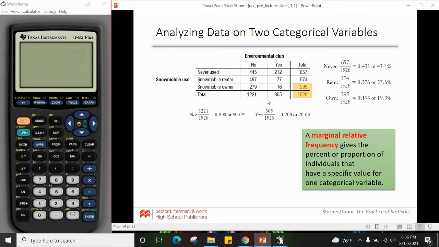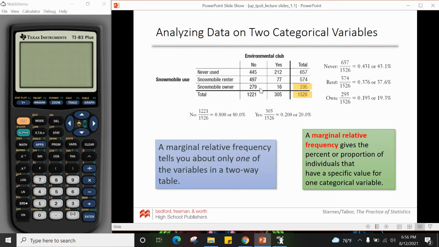If you added these two together, that should make sense, because if you add up the categories in the margin, that becomes the total. Those two together would be every single person. Every single person either has to not be in an environmental club or be in it. And every individual either has to never use a snowmobile, rent one, or own one. Those are your only options. So if you add up the marginal relative frequencies for the column or for the row, you should get 100%.